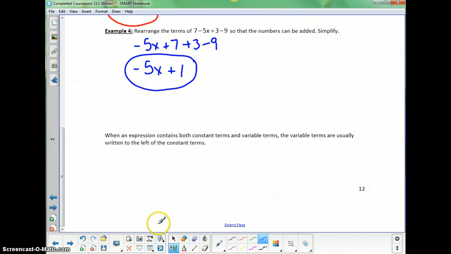Next example, this is an informational piece. When an expression contains both constant terms and variable terms, the variable terms are usually written to the left of the constant terms. Exactly what I've been saying right here. Write the variable terms to the left of the constant terms. So this is what we would say the normal order of writing an expression would be.